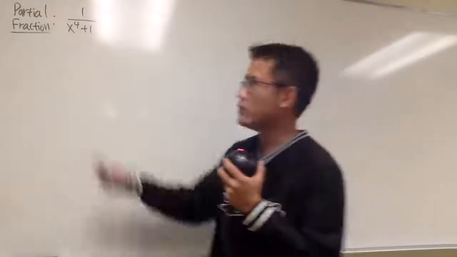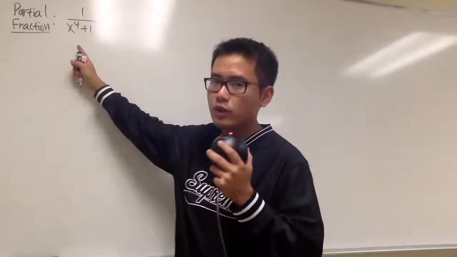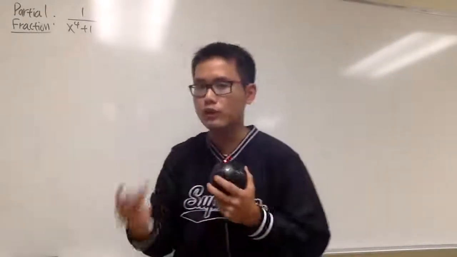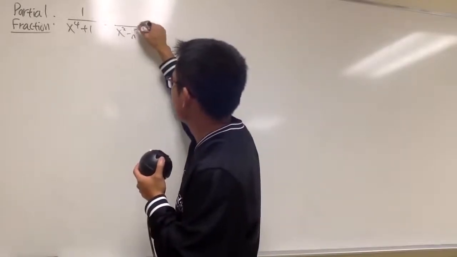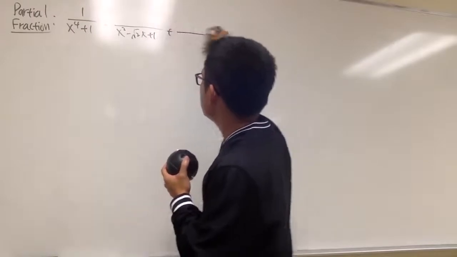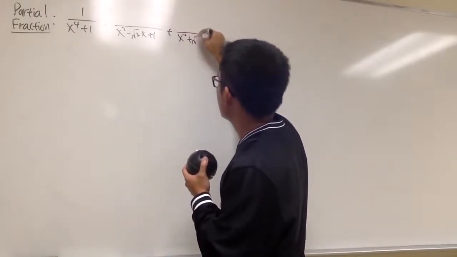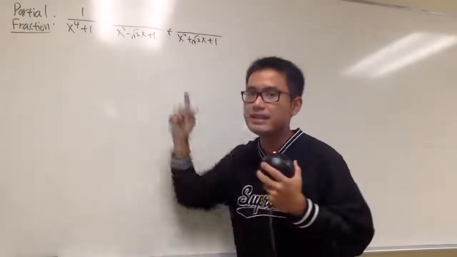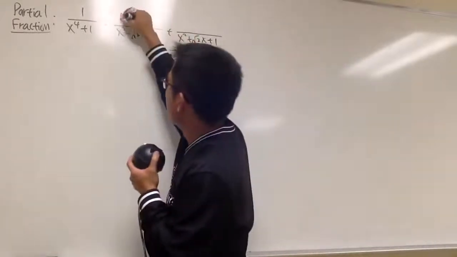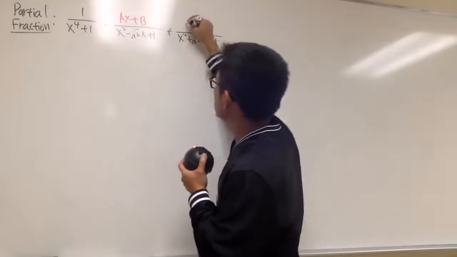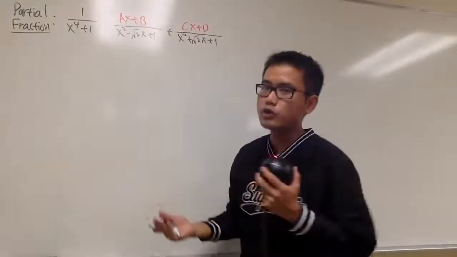Okay, now let's do a partial fraction for 1 over x to the fourth power plus 1. And we know from the previous part that this is factorable into two quadratics. So we know this is going to be something over the first factor. Let's write down x squared minus square root of 2 x plus 1, plus the other thing over x squared plus square root of 2 x plus 1, right? And because they are both quadratic, that means we have to have a linear on top, right? So right here, let's write down ax plus b. And for this one, let's set up cx plus d. And let's do a partial fraction the usual way.